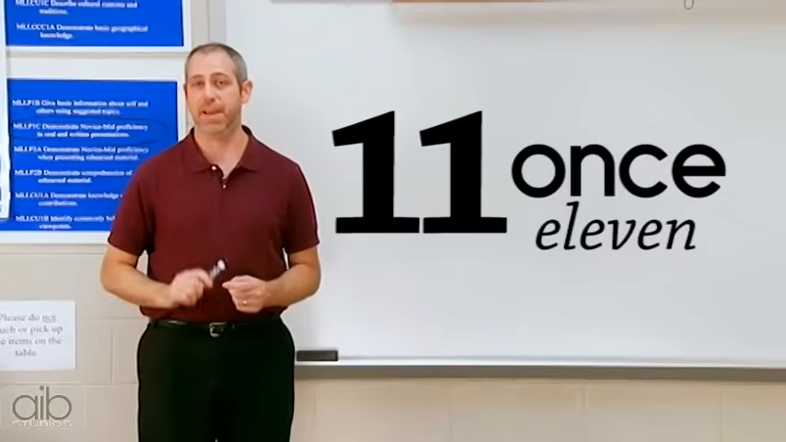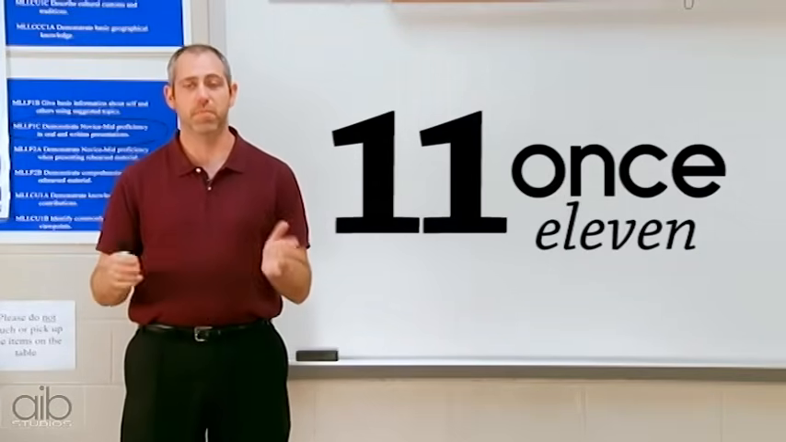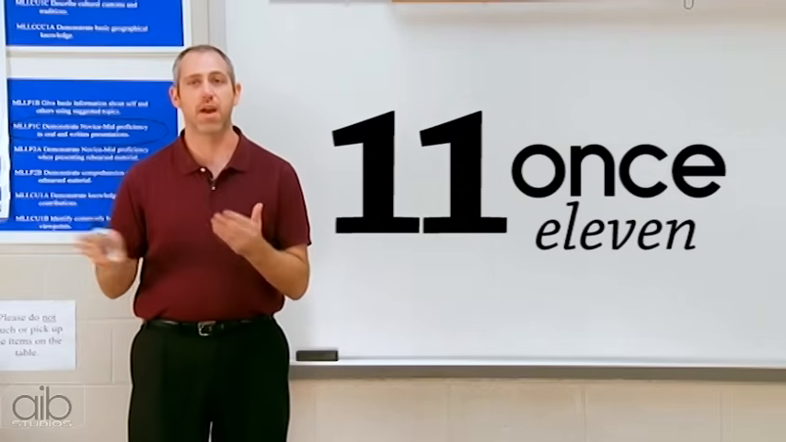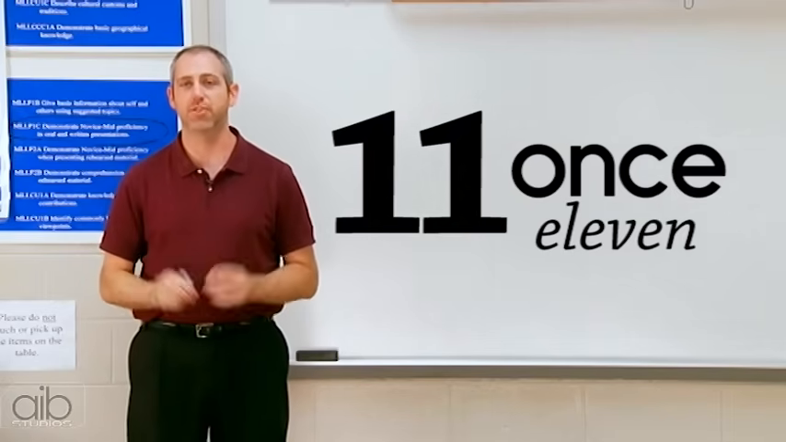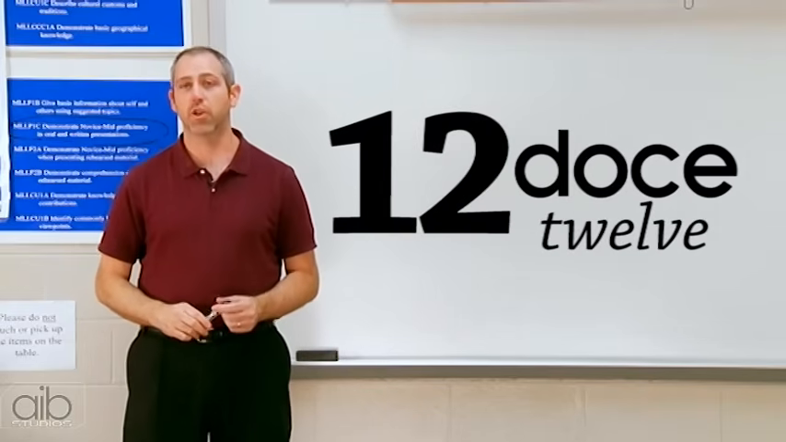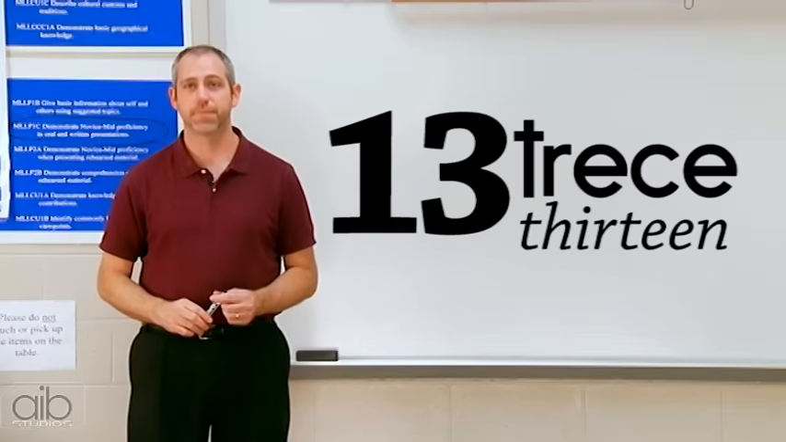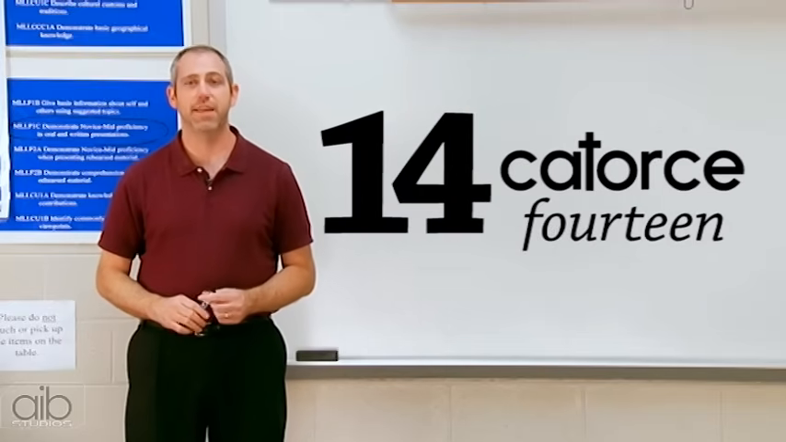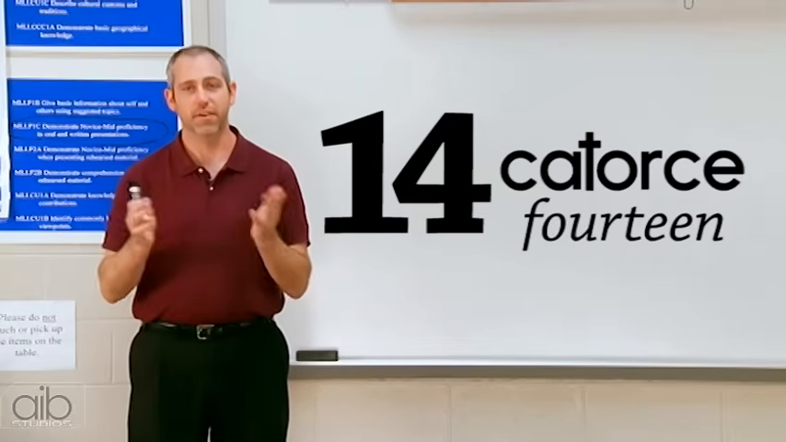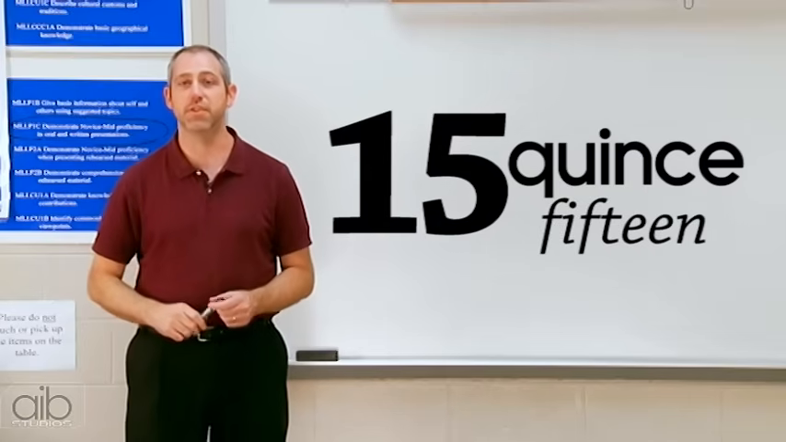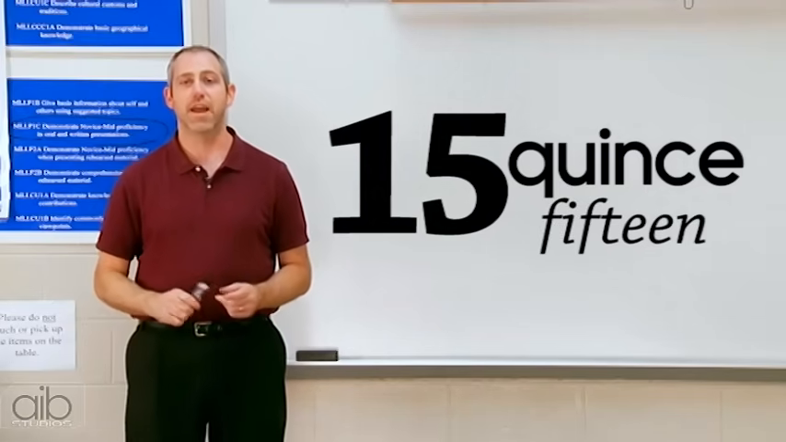Now, let's take 11 through 15. These are a little bit different, but they're not hard. So we'll put those up. 11 is once. Now remember that O is an O and not a W. It looks like once in English, but it's once. And 12 is doce. 13 is trece. And 14 is catorce. Again with the C. Now, 15, we're going to use that QU combination to make a K sound. Try it, say quince.